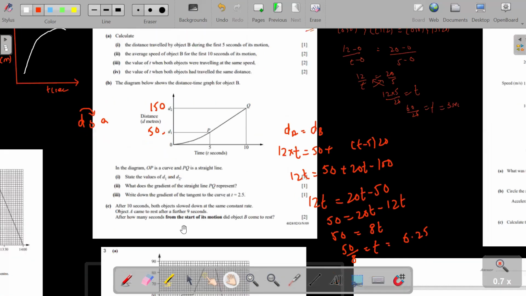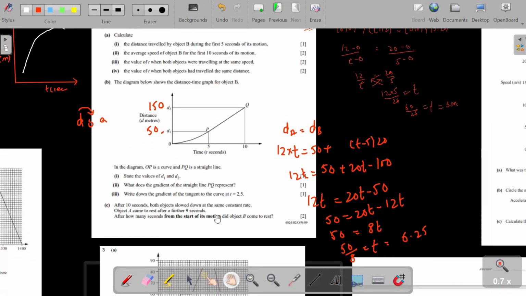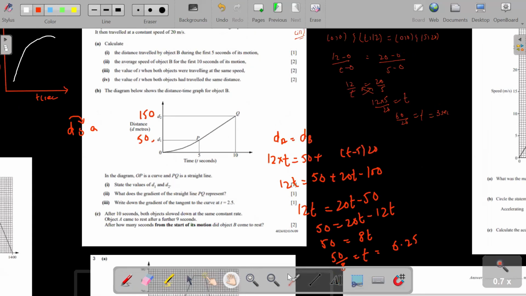Now let's see: write down the gradient of the tangent to the curve at t equals 2.5. Let's take the gradient of the curve. First, we are going to divide this portion. Half of this is going to be almost here, and this will be the point where the gradient will be. I'm going to draw it from here, and the same from here. Let's consider any two coordinates.